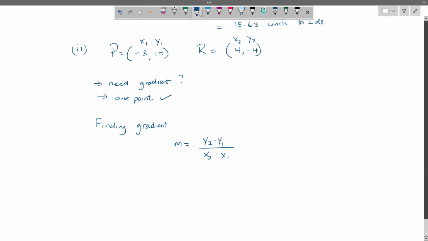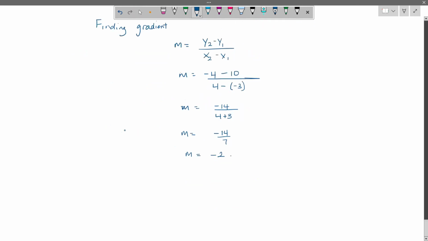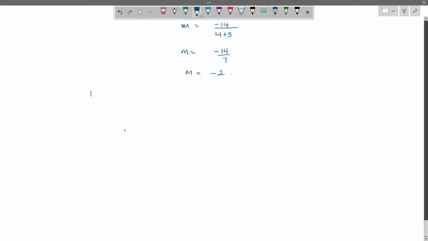Right? So m is equal to -4 minus 10 over x2, which is 4, minus, remember, don't forget, this is a -3, so it has to go in our bracket. So again here, negative 14, and underneath here, I'm going to get 4 plus 3. That's 7. So my gradient is negative 2. Right? So now we go into the equation of the line.